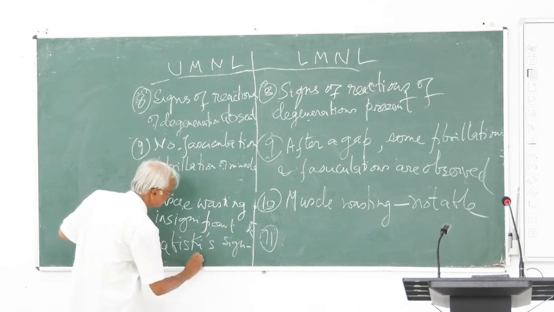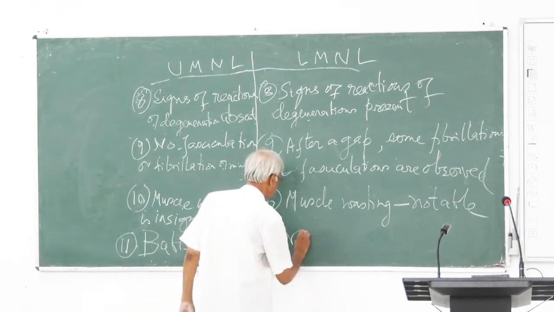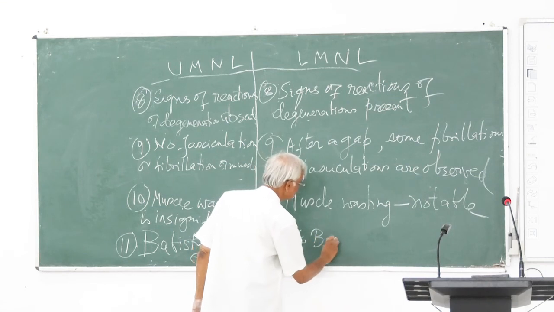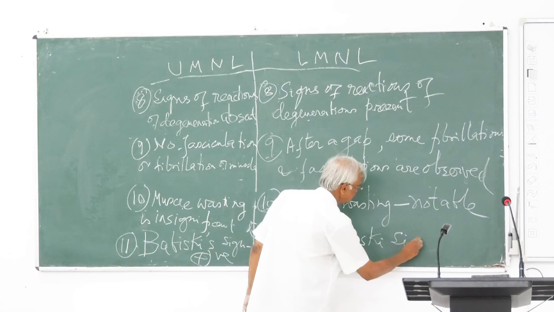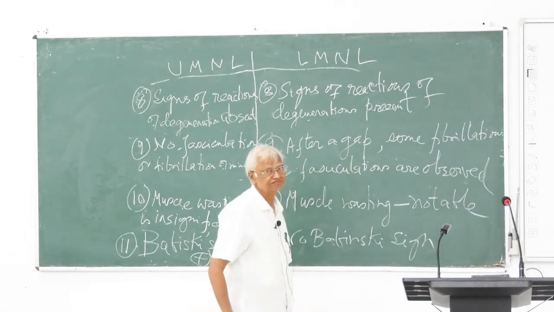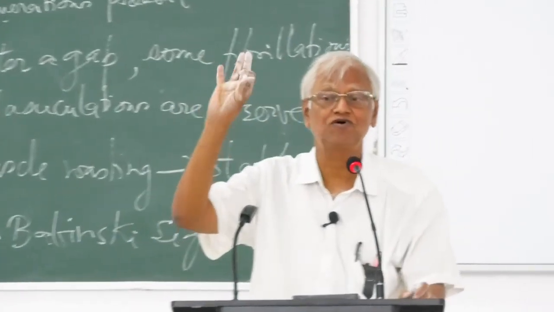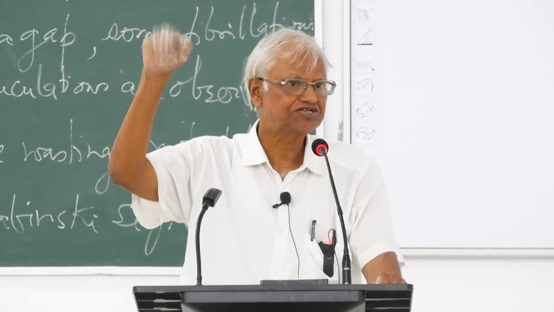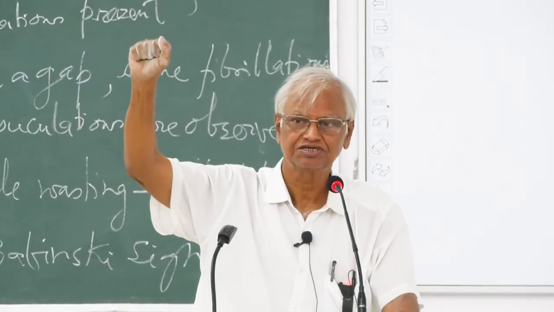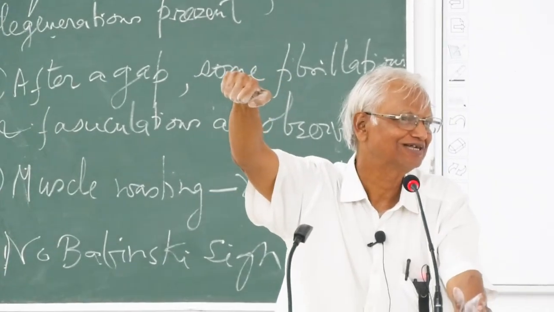It is present, positive. No Babinski sign. What happens in a normal person? In a normal person there is plantar flexion of all the 5 toes.